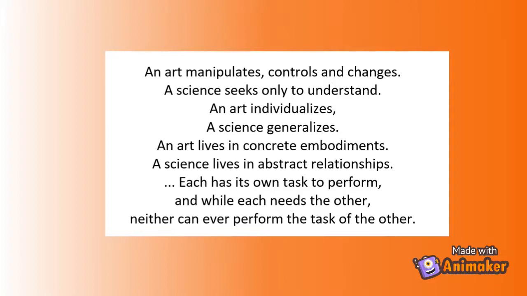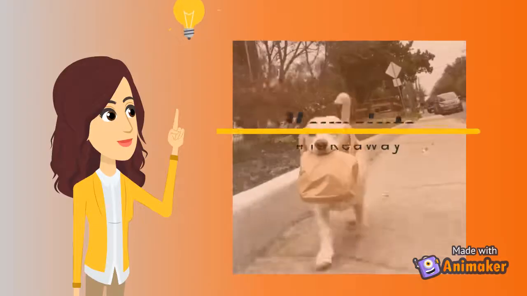An art manipulates, controls, and changes. A science seeks only to understand. An art individualizes. A science generalizes. An art lives in concrete embodiments. A science lives in abstract relationships. Each has its own task to perform, and while each needs the other, neither can ever perform the task of the other.